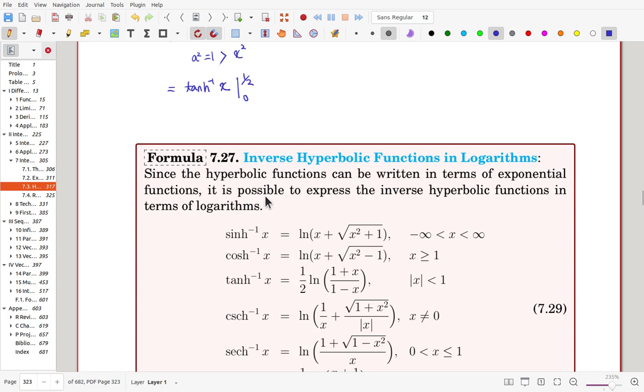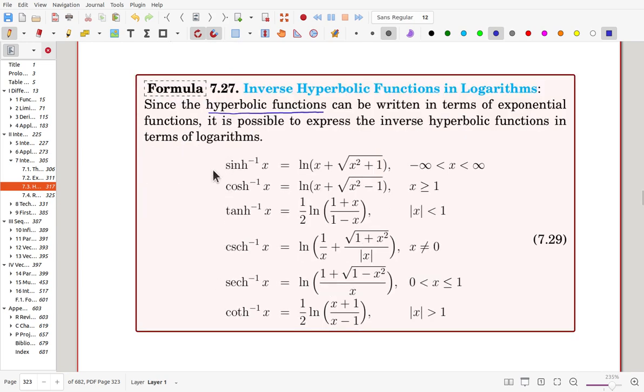Now, for inverse hyperbolic functions, we can rewrite them in this way. Since the hyperbolic functions can be written in terms of exponential functions, it starts with combinations of e to the x and e to the minus x, so it is possible to express the inverse hyperbolic functions in terms of logarithms. So this one is now an expression of each of the inverse hyperbolic functions.